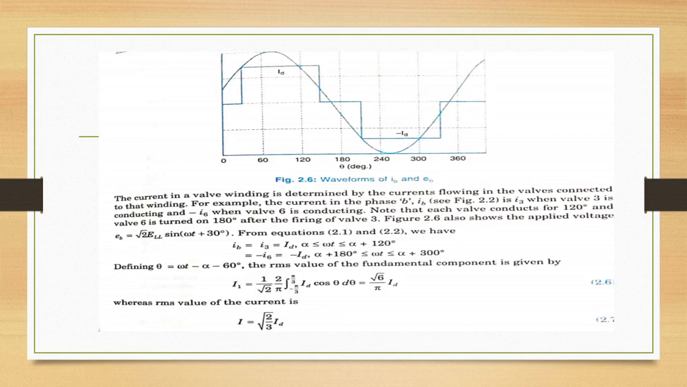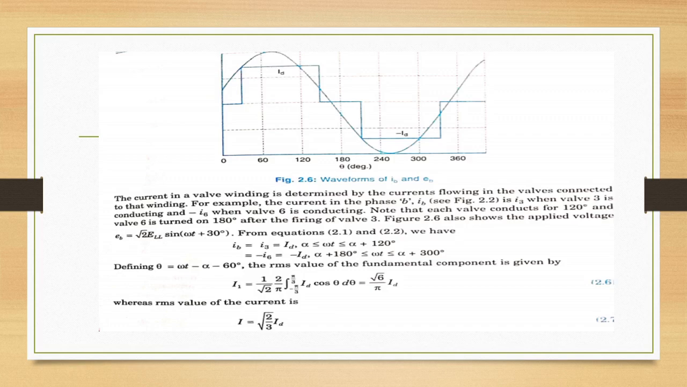The above figure shows the applied voltage EB equal to root 3 E_LL sin(omega t plus 30 degrees). We can write the equation for IB as IB equal to I3 equal to ID when omega t lies between alpha and alpha plus 120 degrees, and IB equal to minus I6, that is minus ID, when omega t lies between alpha plus 180 and alpha plus 300 degrees.